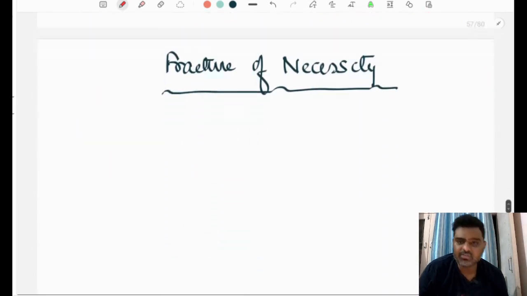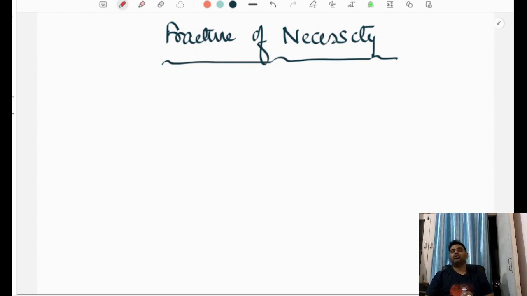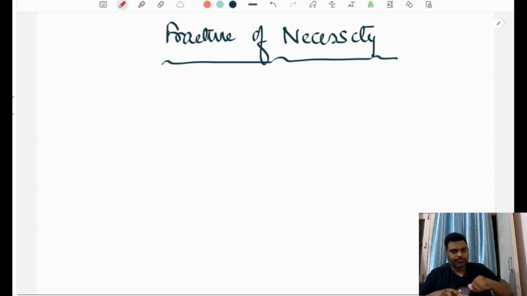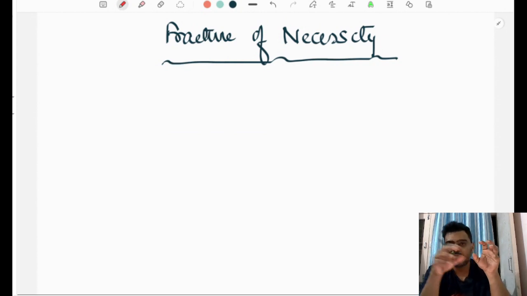Now, what is fracture of necessity? There are certain fractures which you have to treat as soon as possible. Those are known as fractures of necessity. You have to intervene. There is no other possibility. There are a total of 6 fractures of necessity. So whenever these fractures are mentioned in the MCQ, never select conservative management. Always you have to intervene. What are these fractures?